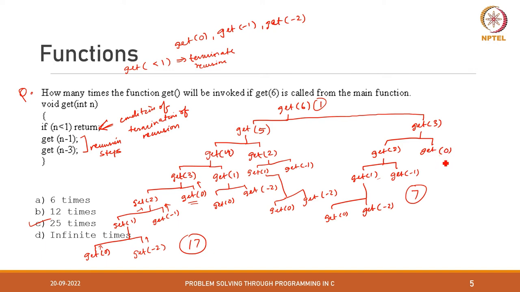So now it goes back to where get of 6 had been invoked from the main function. So the function returns here, and we have a total of 25 calls of the get function.